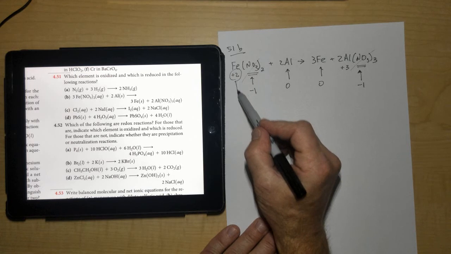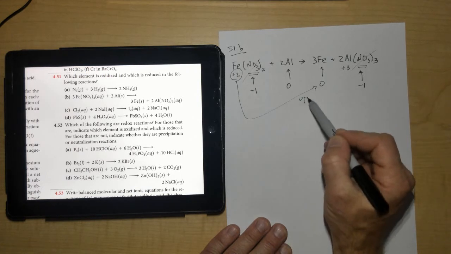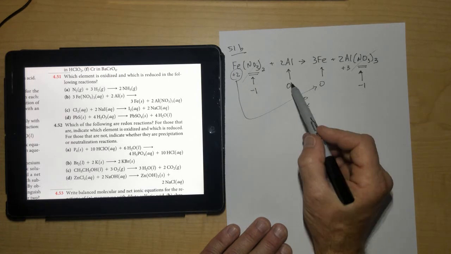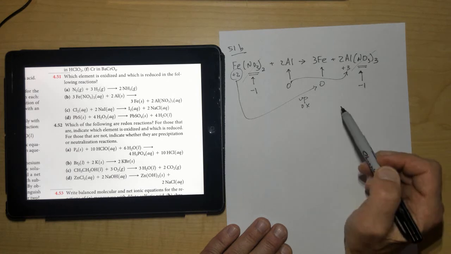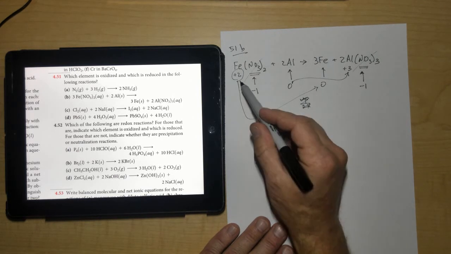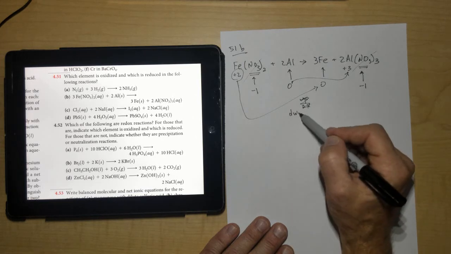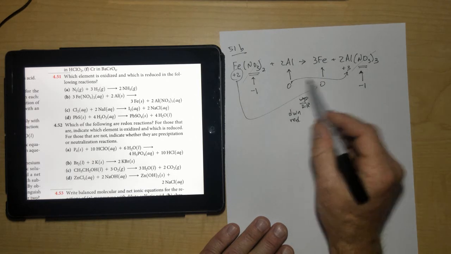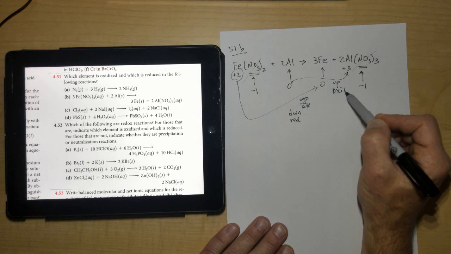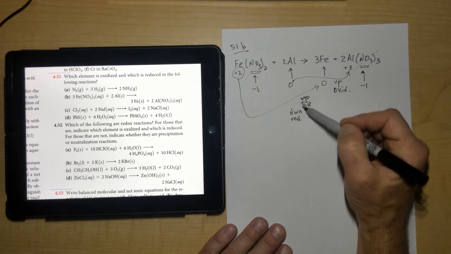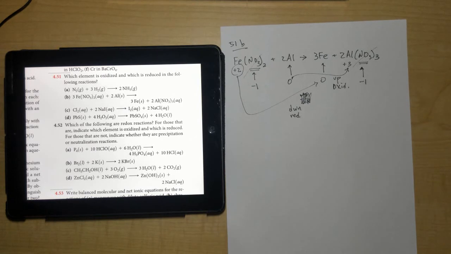Iron went from +2 to 0, so it went up in charge and is oxidized. Aluminum went from 0 to +3. I'm sorry, I said this wrong. +2 to 0 is going down in charge, and so it's reduced. 0 to +3 is going up in charge, and that is oxidized. Up and down are sometimes backwards here after doing this stuff for a little over an hour. Thank you very much for your patience.